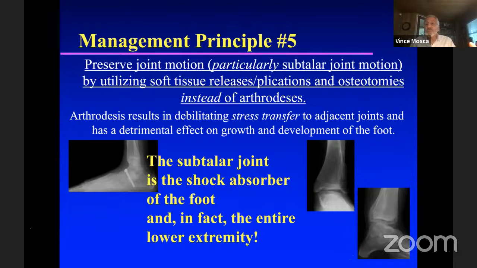no motion whatsoever. One thing better than a pan-talar arthrodesis is an amputation, because the prosthesis has motion, has flexibility, and provides function. So don't fuse the subtalar joint in children or adolescents. Save that for adults.